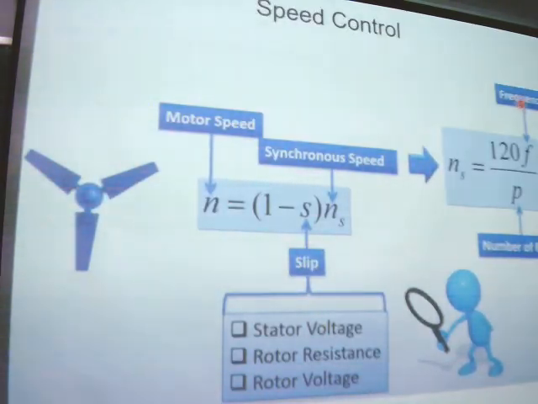So the VF method, we change the frequency. Also in this method, we change the voltage together. This method is the best. It is a good method. Other methods we use less.